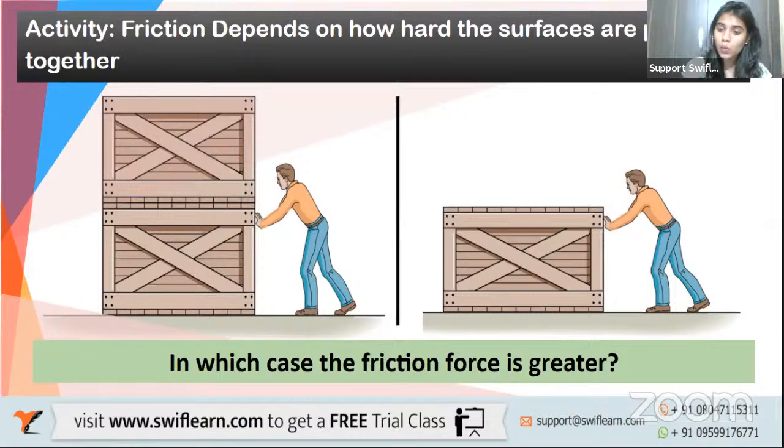Now in a smooth surface, irregularities are less, interlocking is less, so frictional force will be less because of that. So if you pull or push something on a smooth surface, you don't need much force. Is that clear? If you have any doubt, you can send me in the comment section.